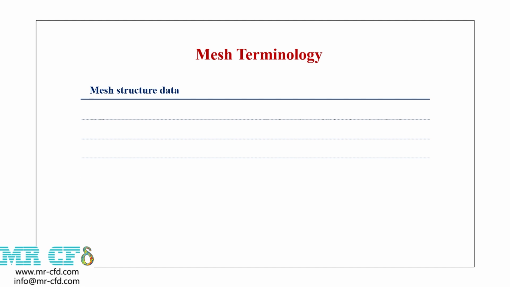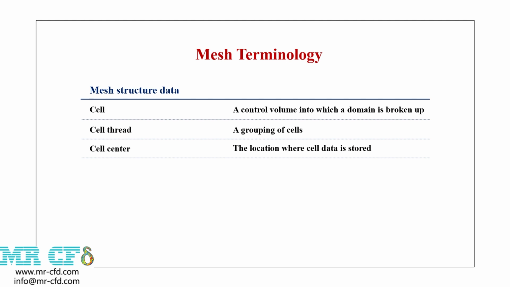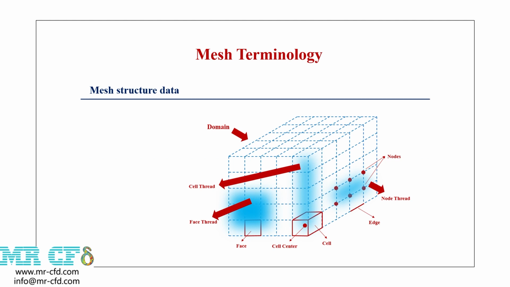Cell, a control volume into which the computational domain is divided. Cell thread, a group of cells. Cell center, the spatial position of the cell center where cell data is stored. Domain, a group of nodes, surfaces, and cells. In this image, we have briefly illustrated the introduced data structures in the computational grid model.